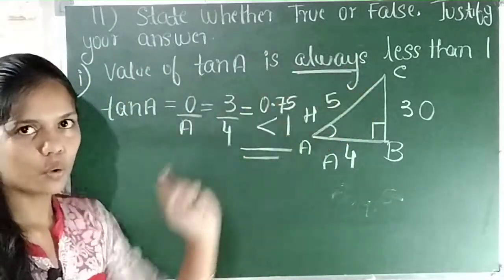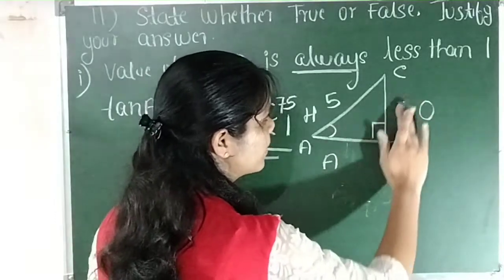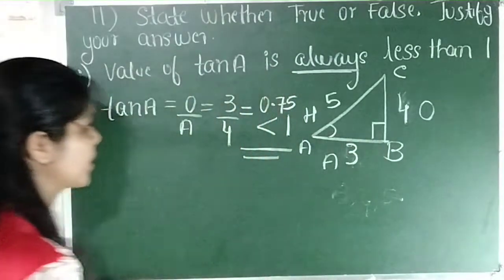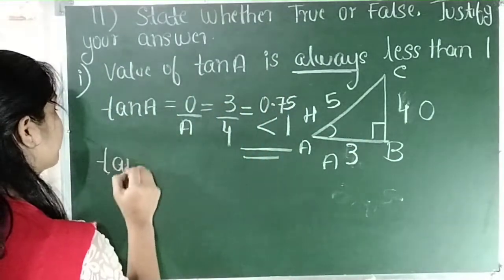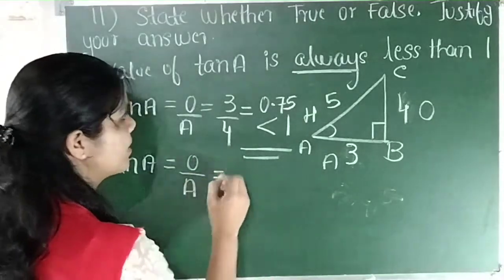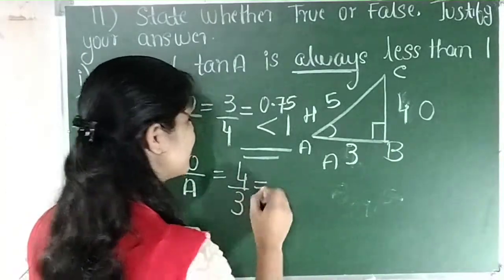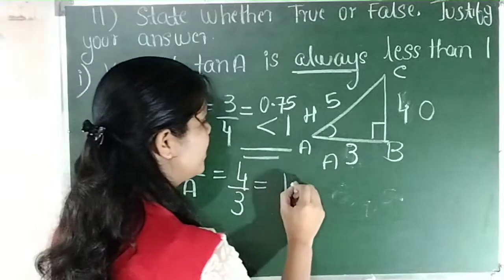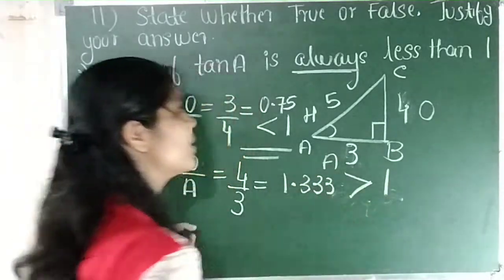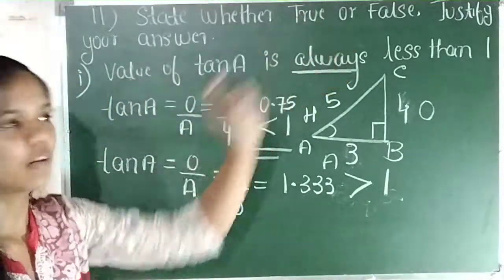Here the condition holds. Now if I interchange these values, if I take 4 here and 3 here, now find the value of tan A. Tan A is opposite by adjacent, that is 4 divided by 3. 4 by 3 is 1.333 and this is greater than 1. So this statement is not always true. So it is false.